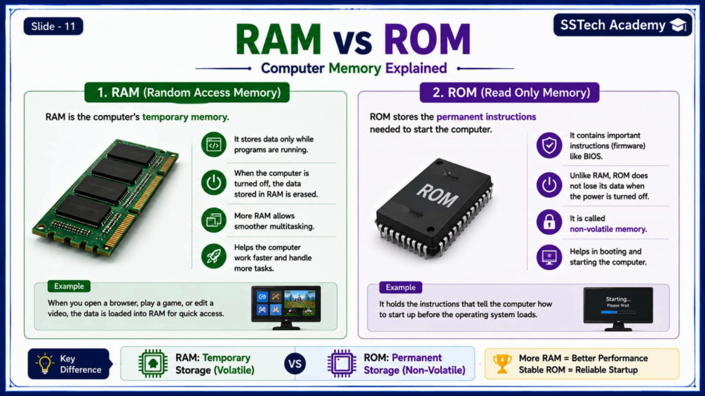Now let's look at ROM, or read-only memory. ROM stores important instructions needed to start the computer. These instructions are stored in non-volatile memory, so they remain available even when the power is turned off. ROM helps the computer perform the booting process and begin startup. The easiest way to remember the difference is, RAM means temporary working memory, while ROM stores important instructions that remain available without power. So, RAM helps with current tasks, while ROM helps with startup and essential instructions.